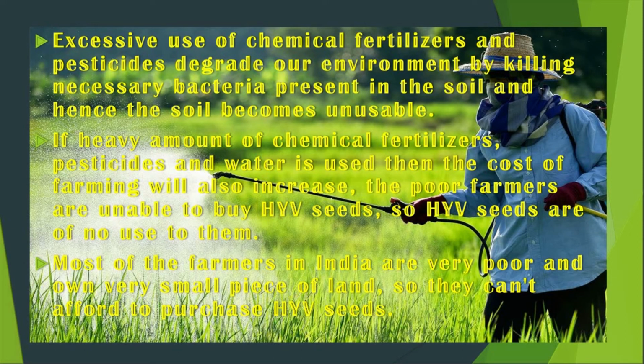But certain problems arise if we use lots of chemical fertilizers: sometimes later the soil becomes unusable. And also if a heavy amount of chemical fertilizers, pesticides and water is used, then the cost of farming will also increase. The poor farmers are unable to buy the HYV seeds, so HYV seeds are of no use to them.